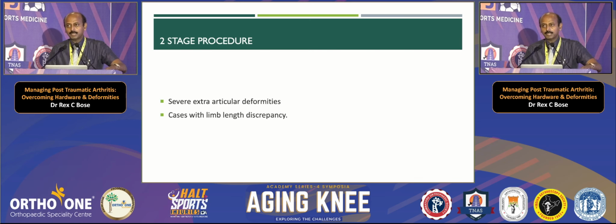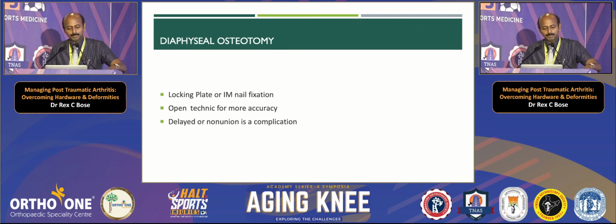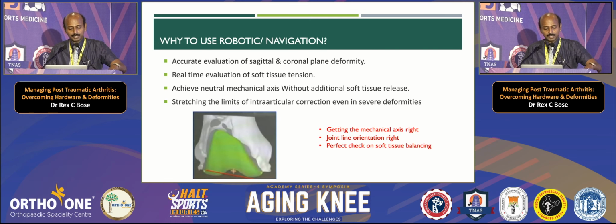If there's severe extra-articular deformity or a limb discrepancy, you do osteotomy, wait for the bone healing, and then do a TKR. Okay? So if you're doing an osteotomy, the diaphyseal osteotomy, you need to check the implant whether it's going to be in the way for the TKR for the second procedure. So try to avoid the implant coming closer to the TKR, so locking plate or IM nail, whatever it is. And open technique is better than the percutaneous techniques.